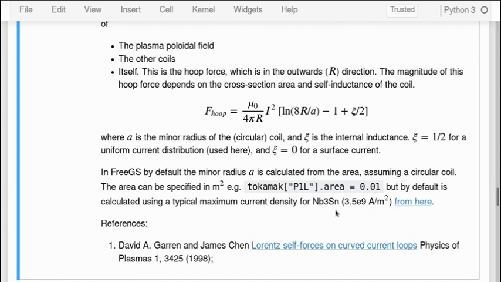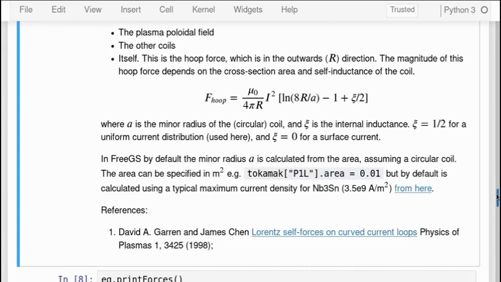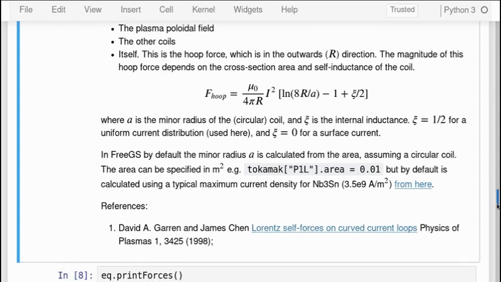So this is an overestimate of the force, because in reality you'd have a larger area, but this is kind of an upper limit for the force. There's a paper here showing how this is derived. It's in the Landau-Lifshitz, if you're familiar with that.